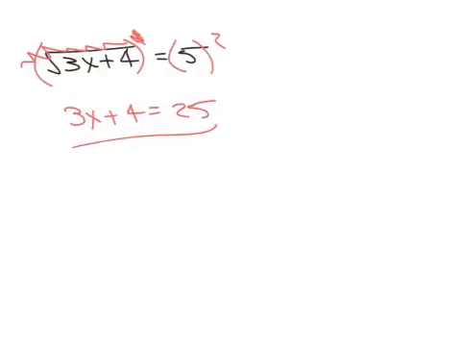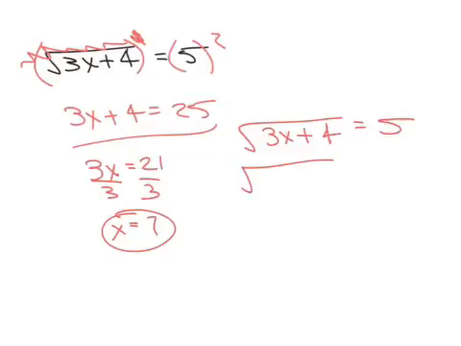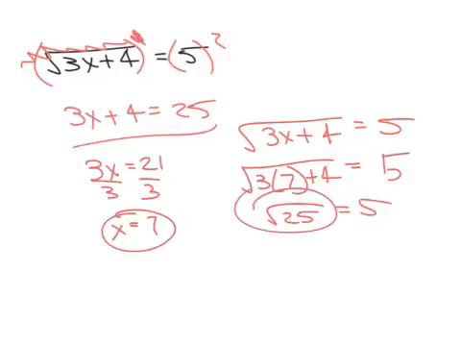So the key thing when you solve these: we ended up with 3x equals 21, divide by 3, and we get x equals 7. Now we get x equals 7, but what we have to do, and this is a pain in the neck, I realize, but it has to be done when you're squaring radicals like this, is you have to check your work. You have to put the number in here to see if it works, because sometimes it doesn't work. The square root of 25 is 5, so this one works.